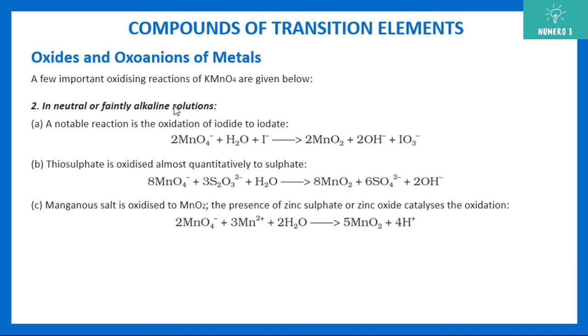In other mediums, in neutral or fairly alkaline solution, MnO4 minus or KMnO4 goes to MnO2 in all the cases. Just remember, this is one trick to remember the products of the redox reaction. For the balancing of redox reactions, you can check the 11th standard textbook.